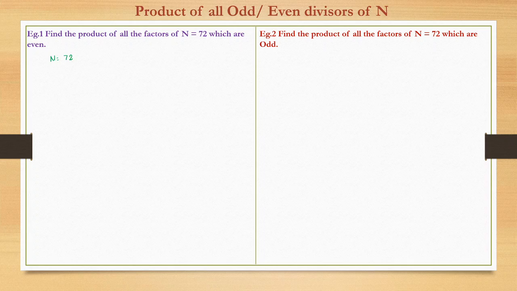Now see, first of all, can we prime factorize this? This is 2 raised to power 3 into 3 raised to power 2, right? So what is, generally, how can we write the factors? The generic expression would be 2 raised to power a into 3 raised to power b, where a would be between 0 and 3, and b would be between 0 and 2. This would be the general representation of any factor of this number 72.